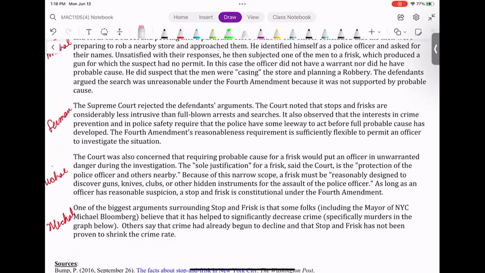The Supreme Court rejected the defendant's argument. The court noted that stops and frisks are considerably less intrusive than full-blown arrests and searches. It also observed that the interest in crime prevention and in police safety require that the police have some leeway to act before full probable cause has been developed. The Fourth Amendment's reasonableness requirement is sufficiently flexible to permit an officer to investigate the situation.